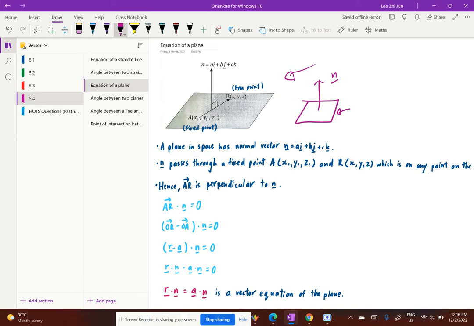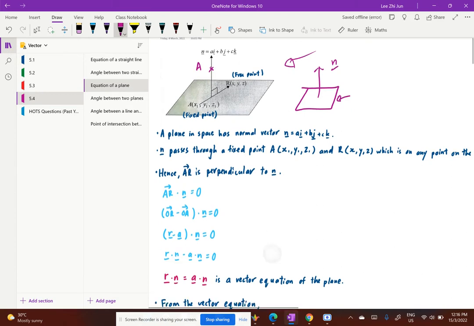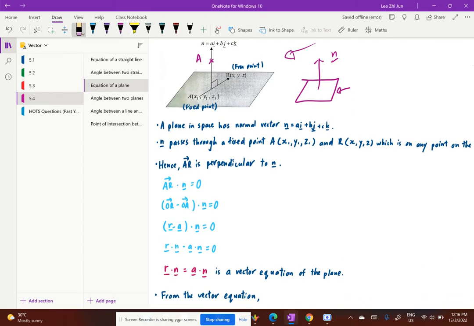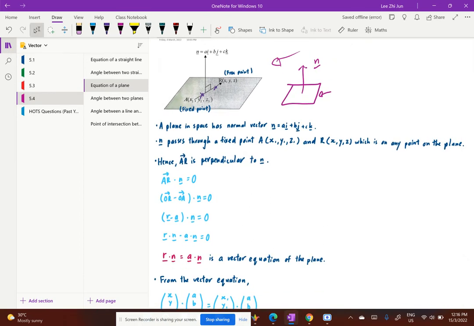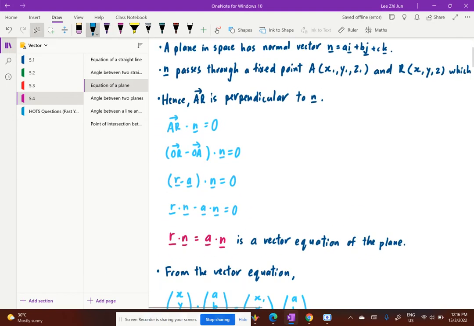So the plane passes through a fixed point written as A, and a free point which is R. So AR is perpendicular to this normal. You can see it's perpendicular, so the dot product between them is 0. Like just now, we separate it as OR and OA, which can be written as small r and small a. So we will get r dot n minus a dot n equals 0. So r dot n equals a dot n.